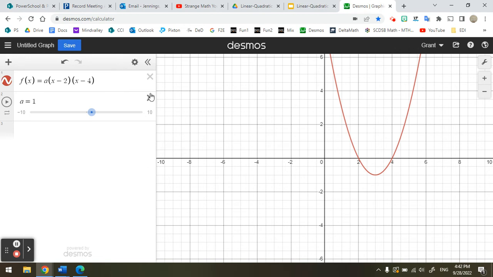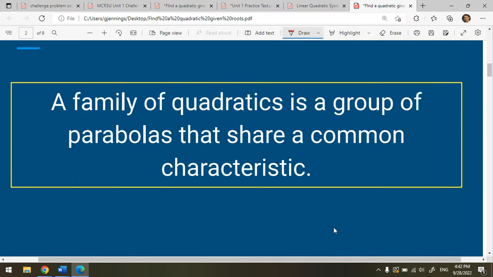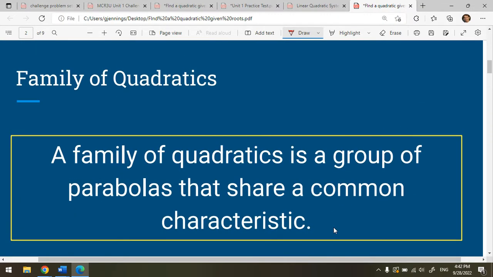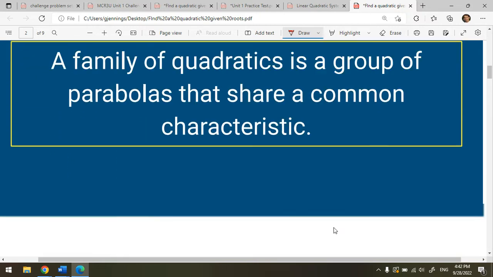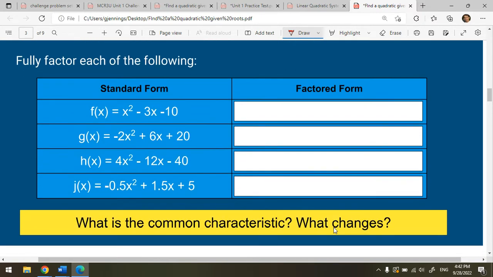It is a Wild Math Wednesday, and we are going to be looking at this topic, families of quadratics. I give you the roots of a quadratic, and you're going to find its equation. A family of quadratics just means that we have a group of parabolas or a group of quadratics that share common characteristics. In this case, we're going to see that they share roots.